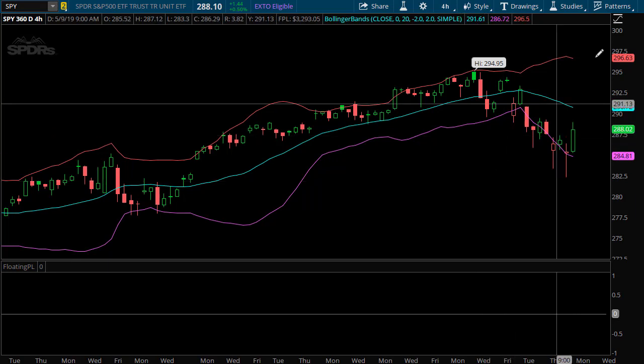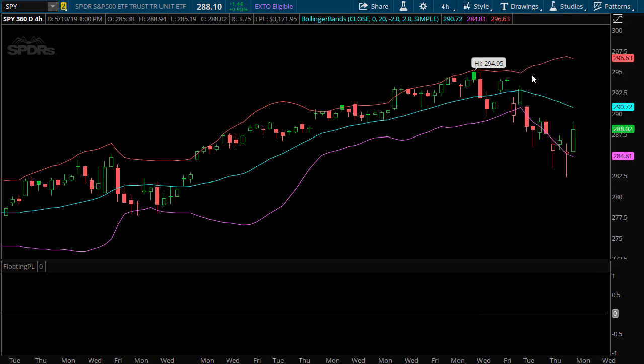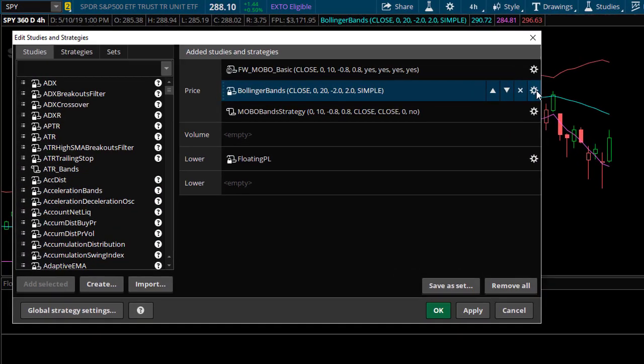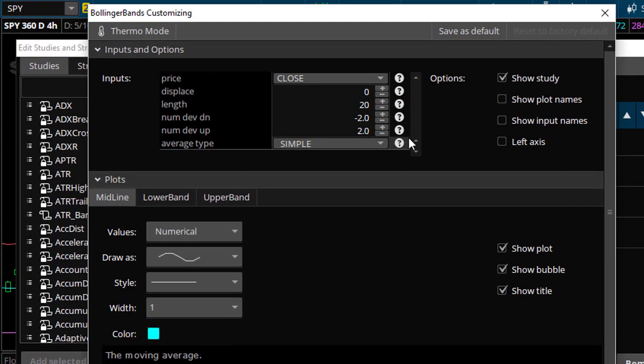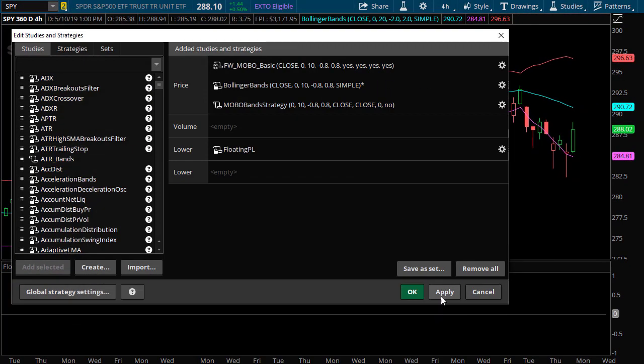What we're going to be doing is going back to the Bollinger Bands and modifying them. We want a shorter look back period, so we're going to basically cut this in half. The look back period is going to be 10, and the standard deviation is going to be 0.8. These aren't numbers that I made up. This is an indicator that's built into thinkorswim. I think it's put out by First Wave. It's called the MOBO indicator, or momentum bands, and I'm going to modify that real quick.